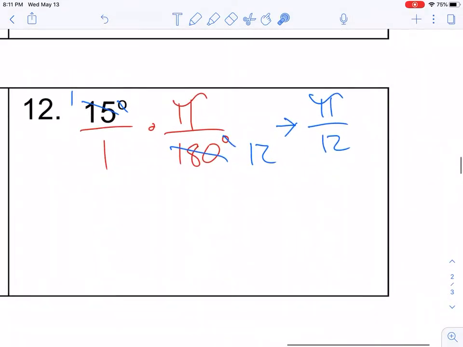Okay, and our final one, 15. We're multiplying by pi over 180 degrees. Our degrees signs cancel out. 15 and 180 reduces to 1. 15 goes into 15 once. 15 goes into 180 12 times. And then we multiply straight across. 1 times pi is pi. 1 times 12 is 12.